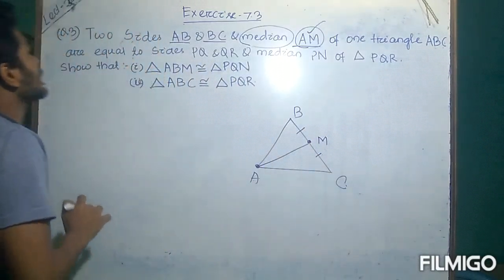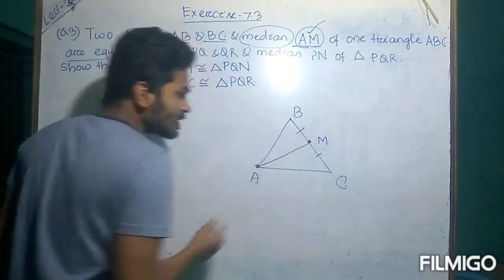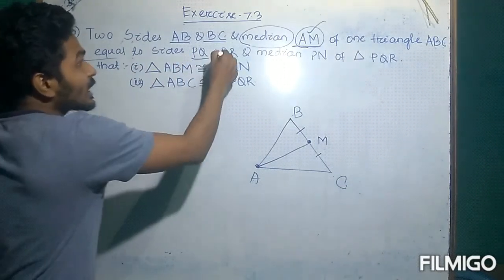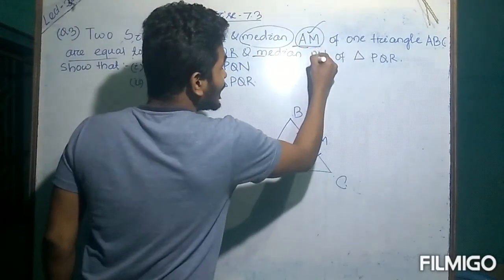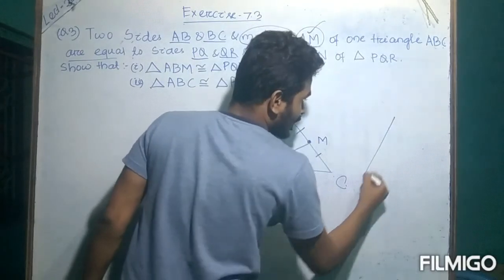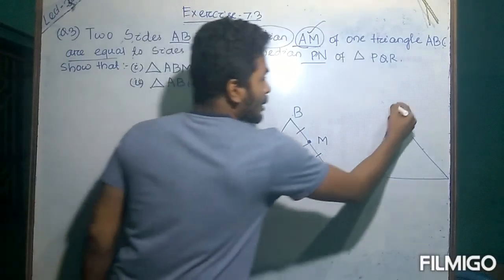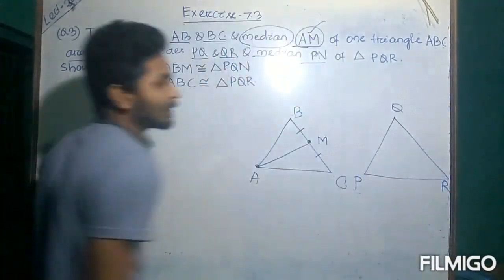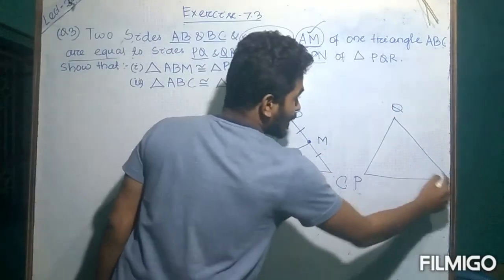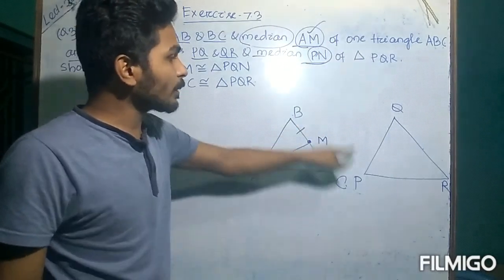Okay. Next. AB, BC and median AM are equal to, again, another triangle's PQ side, QR side and median PN. So let us draw another triangle PQR. Here PQ is given, QR is given and we have to draw another median PN. So we have to start drawing from the vertex P.